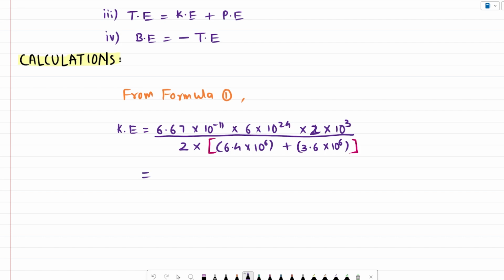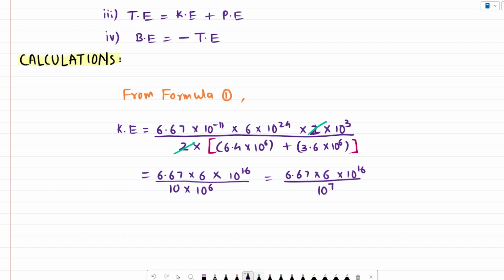And the first thing we can do is get rid of the 2 in the denominator and the 2 in the numerator, and we can solve all the 10 raised to terms that we have. So I keep 6.67 into 6 as it is, and 10 raised to minus 11 into 10 raised to 24 into 10 raised to 3 gives us 10 raised to 16 by the laws of indices, and 6.4 into 10 raised to 6 plus 3.6 into 10 raised to 6 gives us 10 into 10 raised to 6, which can be written as 6.67 into 6 into 10 raised to 16, the whole thing divided by 10 into 10 raised to 6, which is 10 raised to 7.